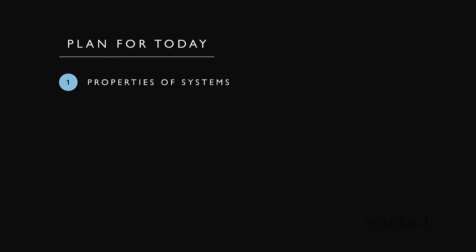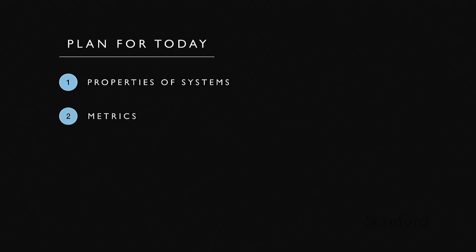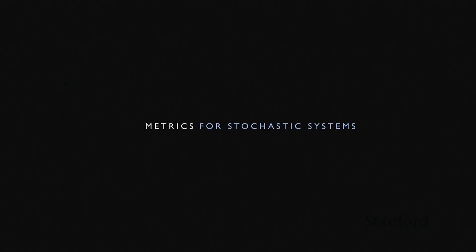Okay, that's properties of systems. So we have metrics and we have specifications. The plan for today, or probably part of Thursday, is to go through what metrics are and what specifications are. We'll talk very briefly about reachability specifications, but that's actually going to be an advanced topic for this course, so it won't be on the quizzes. But let's go ahead and dive into metrics.